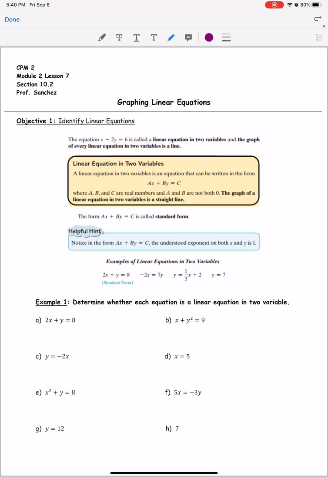Hey guys, welcome to CPM 2, Module 2, Lesson 7. We're going to be graphing linear equations today.